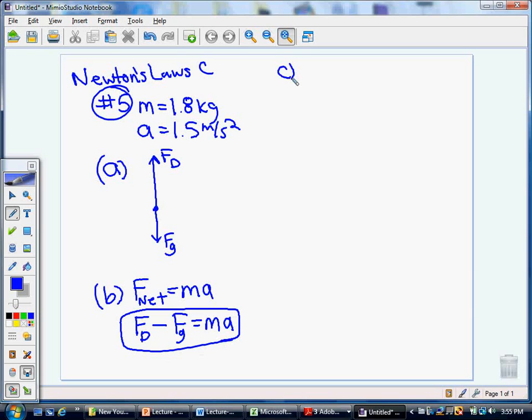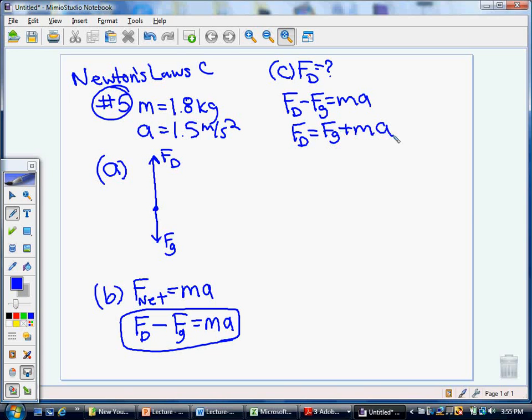And finally, part C says, find the size of the force on the book. So what we're looking for is what is going to end up being the force of Dana. So for this problem, what we do is rewrite the free body equation, force of Dana minus force of gravity equals ma. Solving for force of Dana, I get force of Dana is equal to force of gravity plus ma.